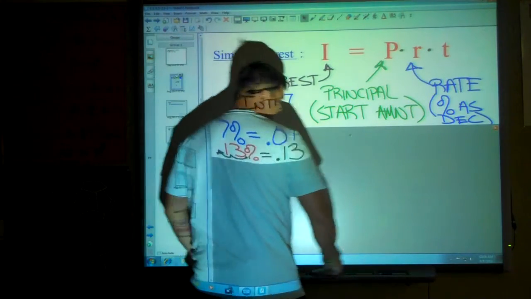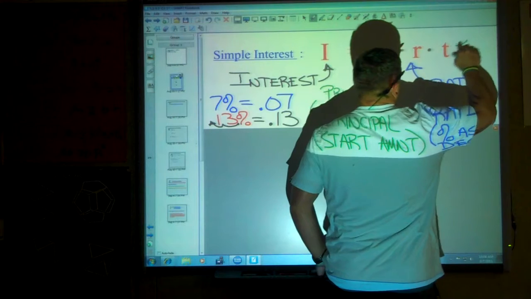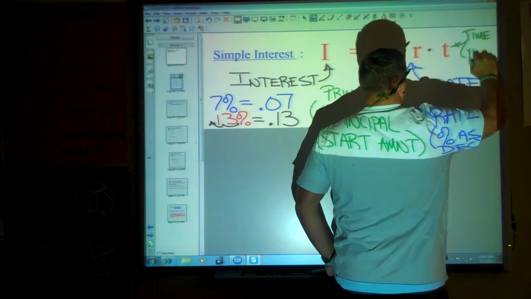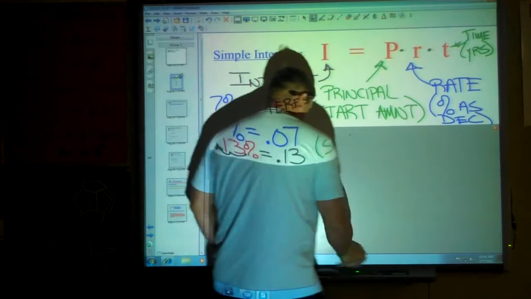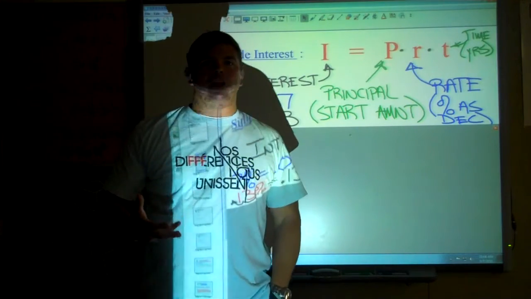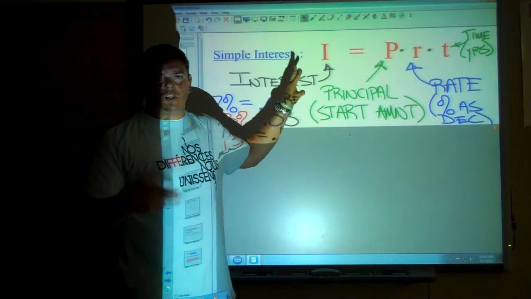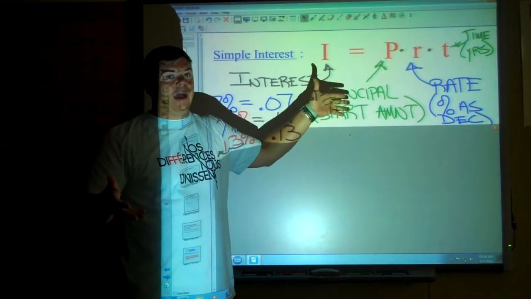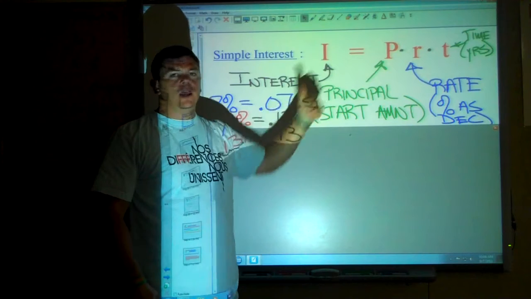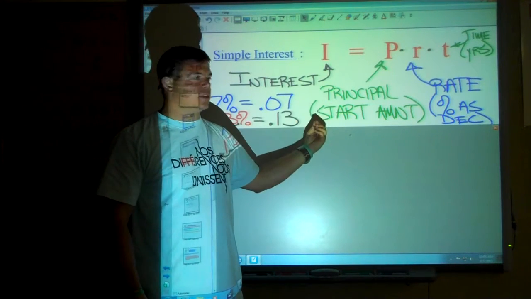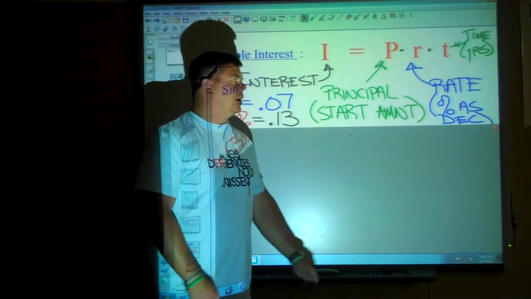T stands for time, and it's typically in years. If you see something that says it's calculated annually, then you know you're dealing with years. But that doesn't mean that even if it's in years, you can't still deal with months. 6 months would be a half, so you could put 0.5 in for time. 3 months would be a quarter of a year, so you could put 0.25 in for time. You could put the fraction in as well.